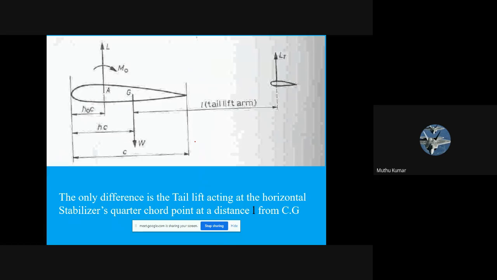Because if I have a tail, I can live with this arrangement. What is this arrangement? If you hide the tail and look at this, you will say this is an unstable configuration.